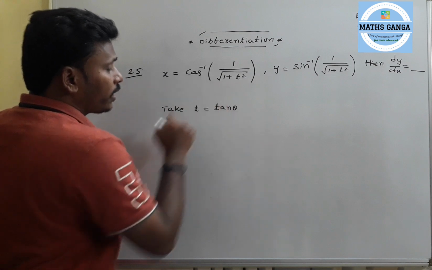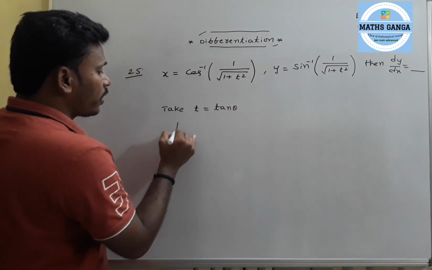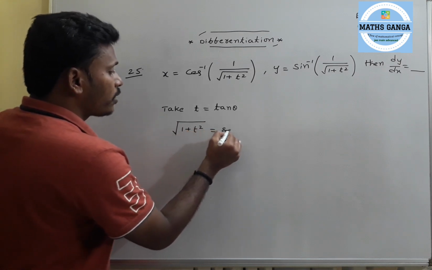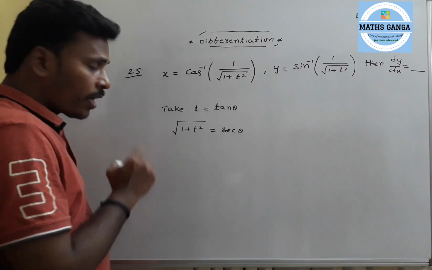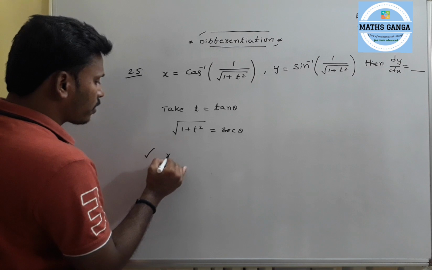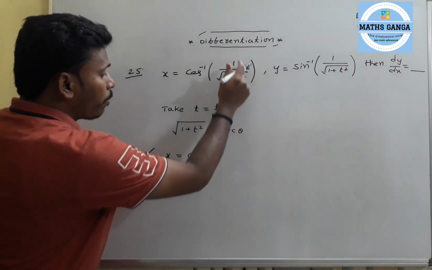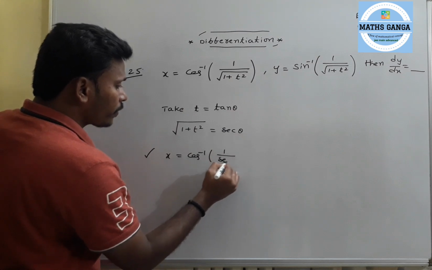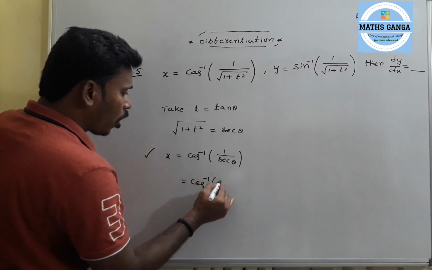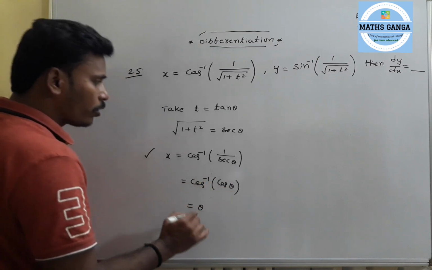If t is equal to tan theta, 1 plus t square is 1 plus tan square theta, which is secant square theta. So square root of 1 plus t square is simply secant theta. Since square root of 1 plus t square is secant theta, now you just think about x. X is equal to cos inverse of 1 by secant theta, which is nothing but cos inverse of cos theta, and so it is theta. So x is equal to theta.